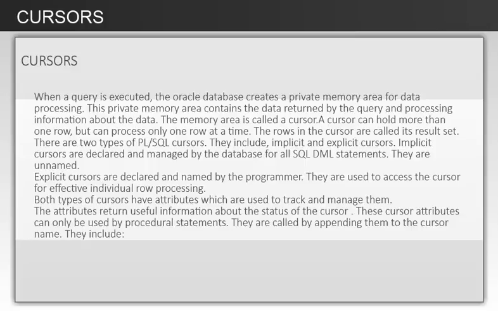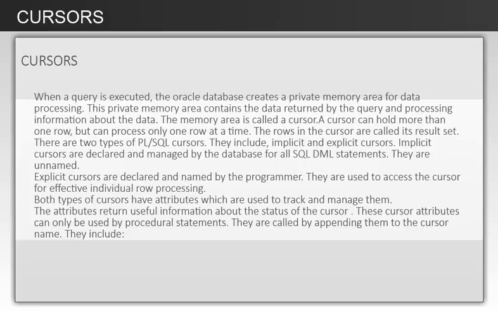Cursors. When a query is executed, the Oracle database creates a private memory area for data processing. This private memory area contains the data returned by the query and processing information about the data. The memory area is called a cursor. A cursor can hold more than one row, but can process only one row at a time. The rows in the cursor are called its result set.